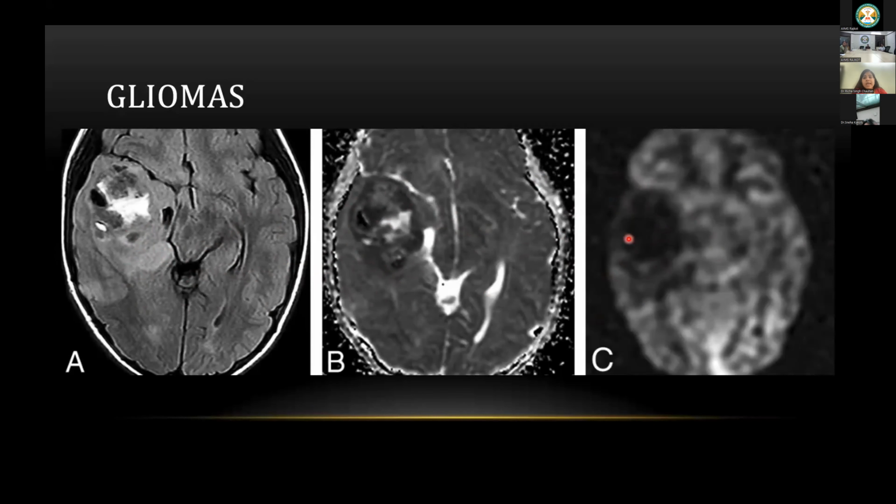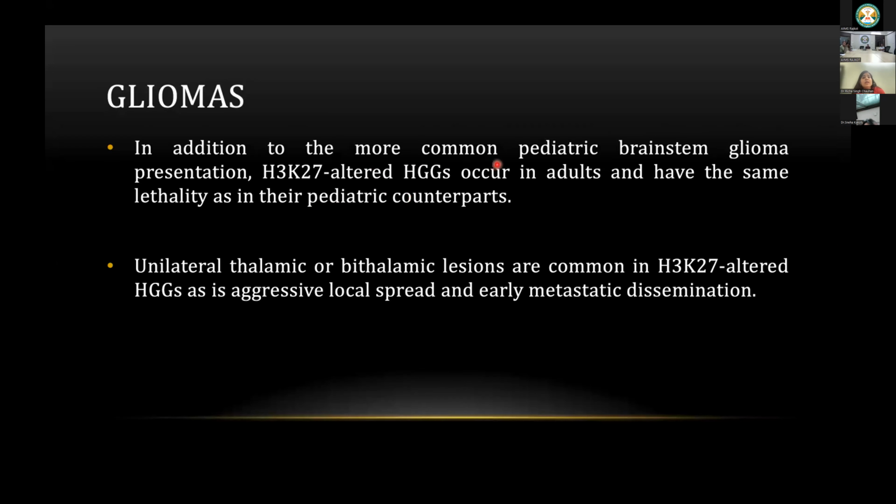So the lesion is high grade, still there is no high perfusion, still there is no enhancement within the lesion. So this is an example of pediatric hemispheric glioma, H3G34R mutant. Now, the H3K27M altered high-grade gliomas, as I told you, can be seen in the pediatric as well as adult age group, and the bithalamic lesions are common in this particular subgroup of the tumors.